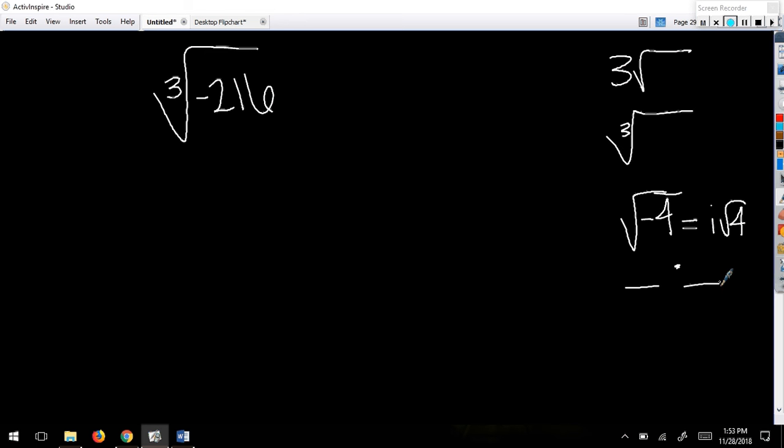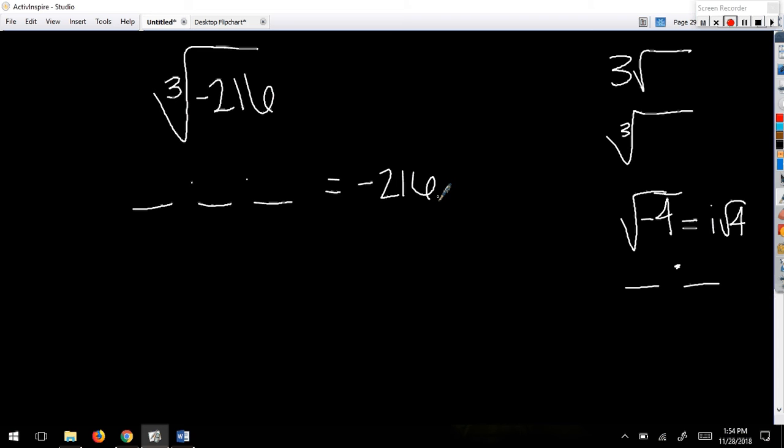Why could you not have a negative under a square root? If you square a negative, it comes out positive. There's no two numbers that are exactly the same that can be multiplied to give you a negative number. But what if I'm multiplying them three times? Sure, you can. So you don't need an i with a third root, is what I'm getting at here. Does that make sense why? A negative times a negative times a negative is a negative. So what times itself three times would give you negative 216?